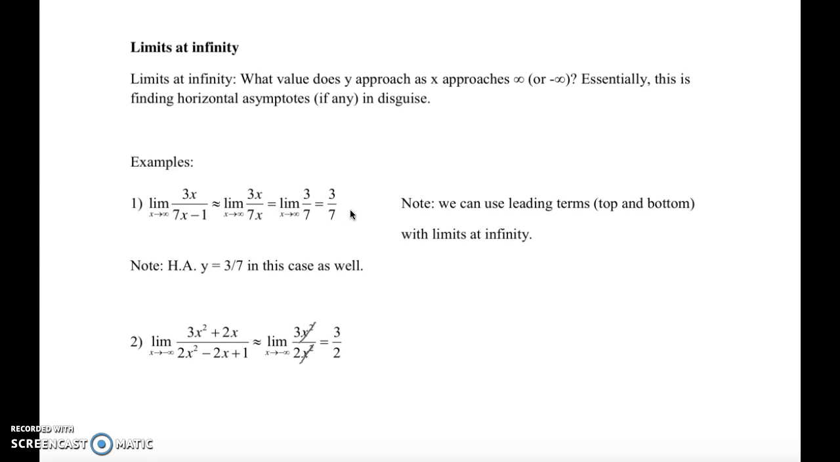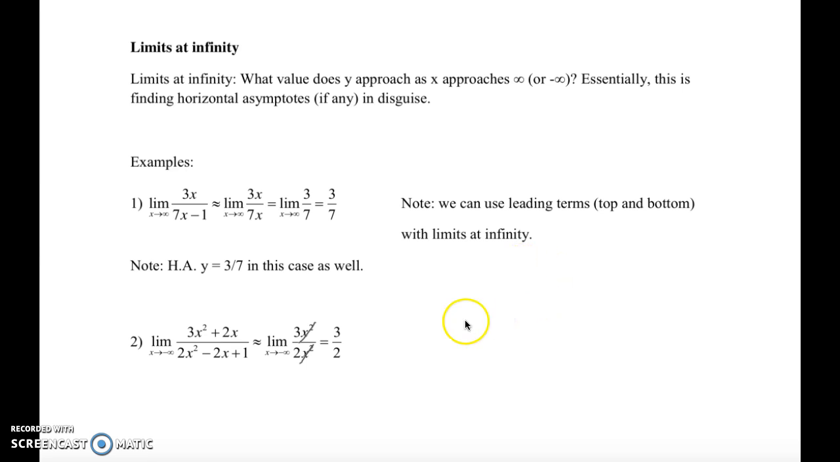Now, if you graph this particular function on your graphing calculator, there is going to be a horizontal asymptote at y equals 3 over 7, which means as this graph gets closer and closer to infinity, it's never going to cross that horizontal asymptote that exists at 3 over 7.